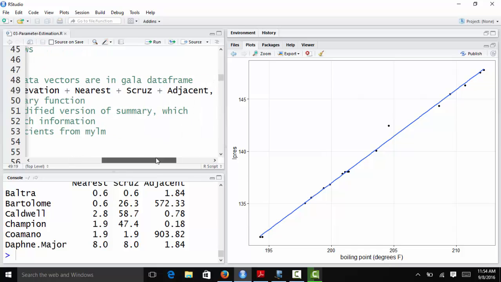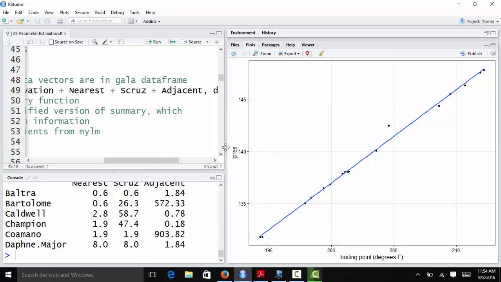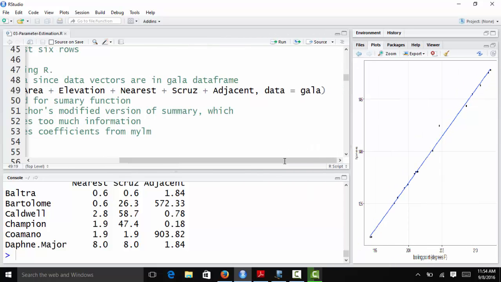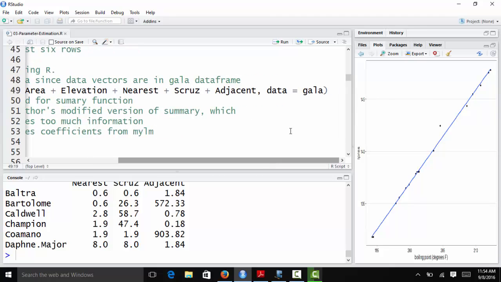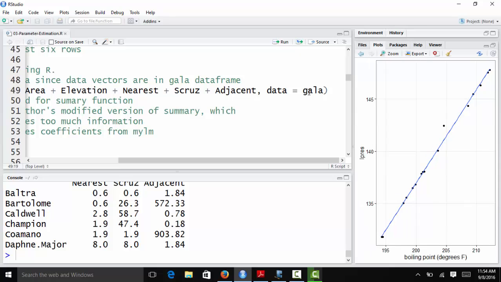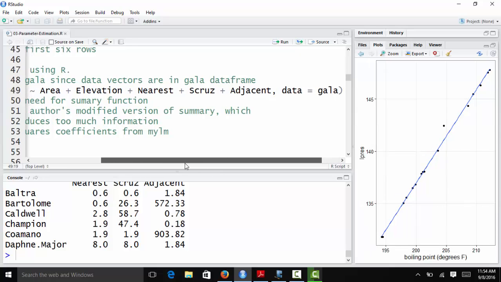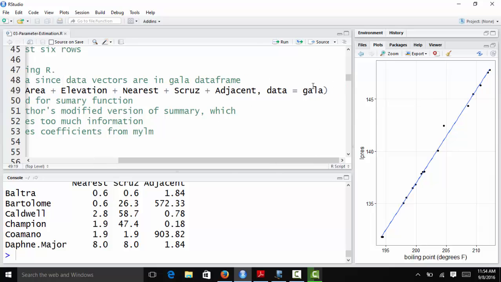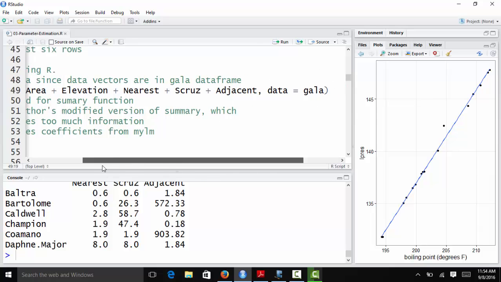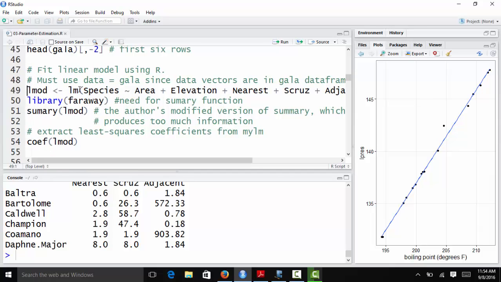And a lot of times when we're doing this, our data is actually going to be stored in a data frame. So these are not vectors that are stored in R's memory. If these variables are stored in a data frame, then we specify data equals gala, just like we did with the plot function. What this lets R know is that when we construct this model, it should look in this data frame to obtain the variables of interest. So we run that command, the lm function, and we store the object that's produced in lmod.